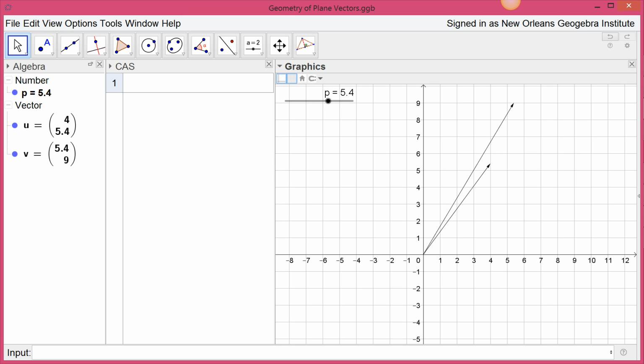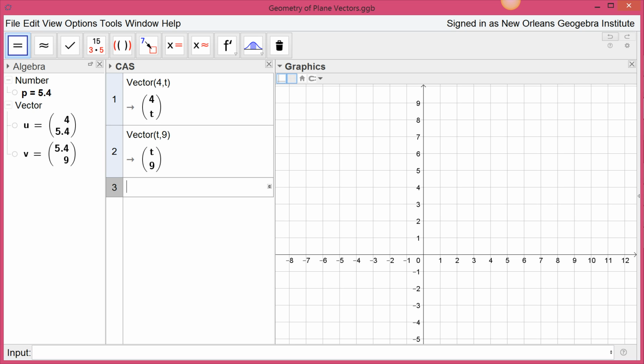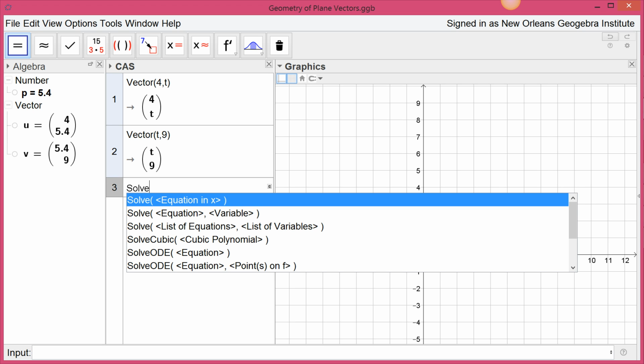So let's see if the CAS can give us that answer. I'm going to hide these two vectors, and I'm going to hide this parameter because we don't need it. And I'm going to enter into the window the vector that goes from the origin to the point 4 comma t. And then I'm going to create the vector that goes from the origin to the point t comma 9.